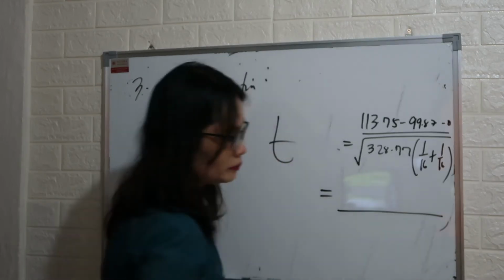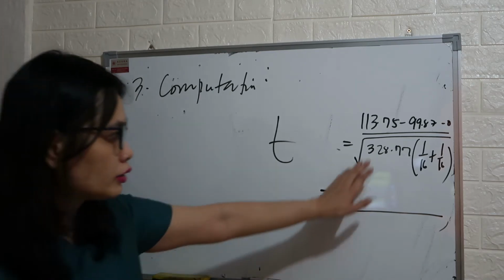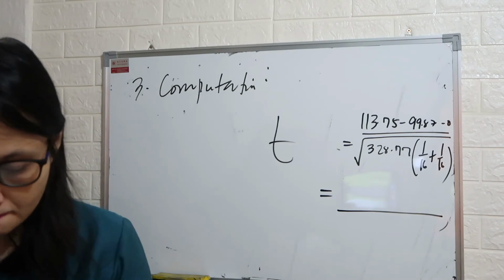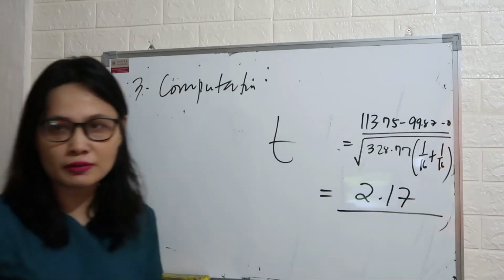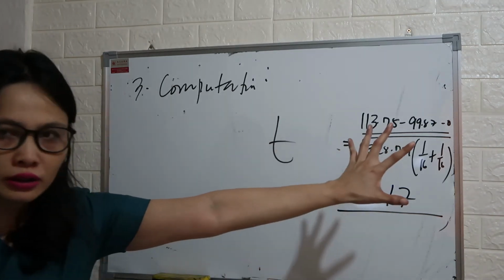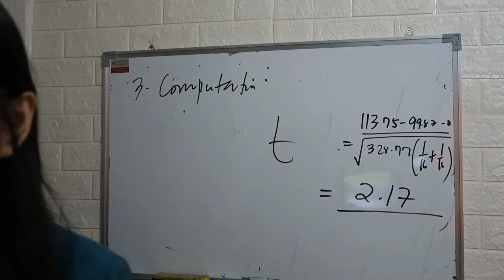So, what is your t value? What is your t value? Yes, 2.17. Okay, very good. So that will be 2.17. Now, after we compute, we can make a decision.